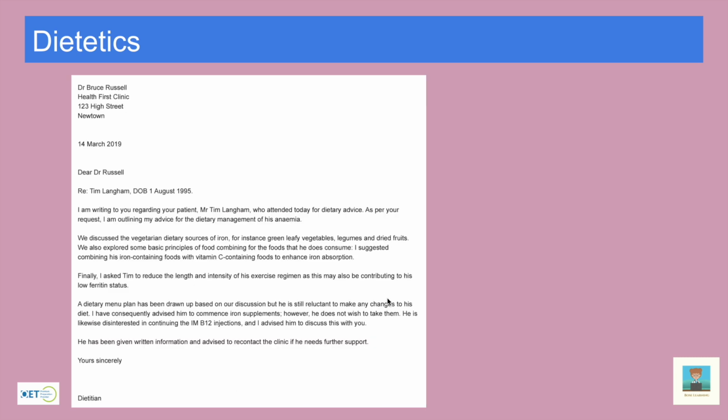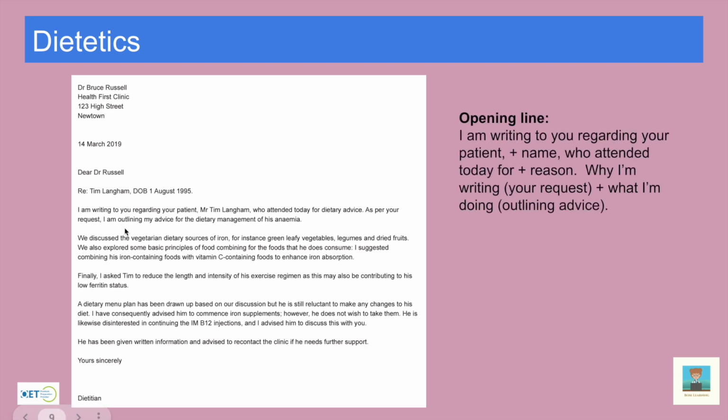Okay, how is this sample letter presented? What's our opening line? I am writing to you regarding your patient. So here we have a nice phrase, and we've got that repetition again. Name, title, first name, surname. And then what happened? They attended today for advice. And now why I'm writing to you. As per your request, I am outlining my advice. So why you're writing, the patient's name, what happened, and then a little bit more about what you're going to do.